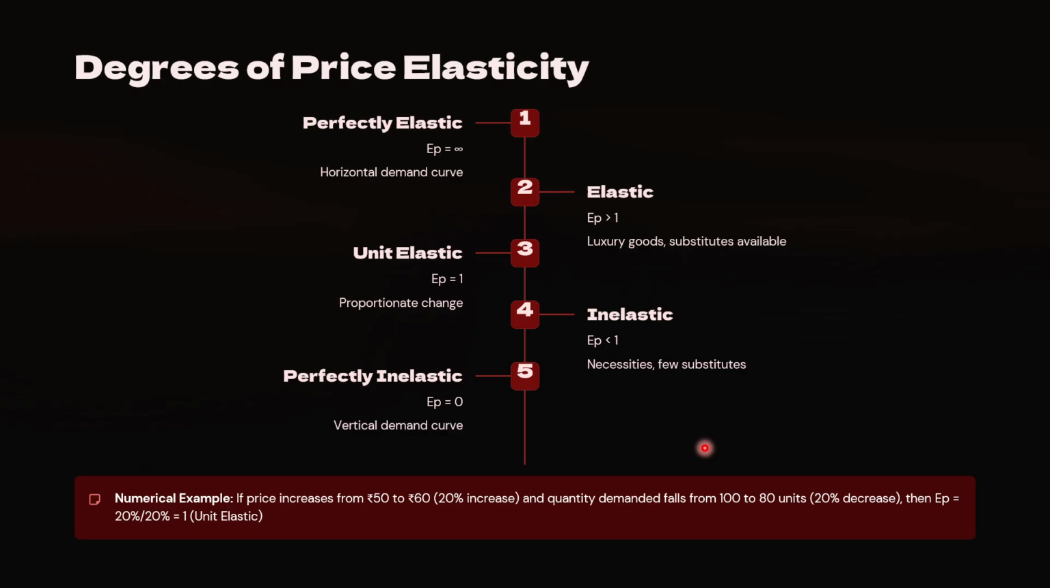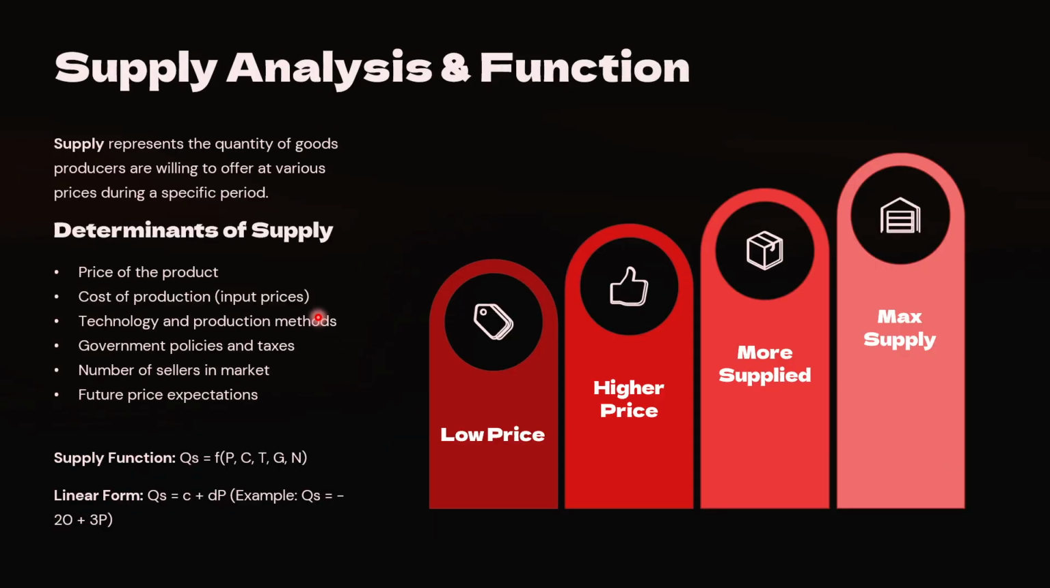Then degrees of price elasticity. Just write what the price elasticity is. One is perfectly elastic, another is elastic, third is unit elastic, then inelastic, and perfectly inelastic. So these are the degrees of elasticity.